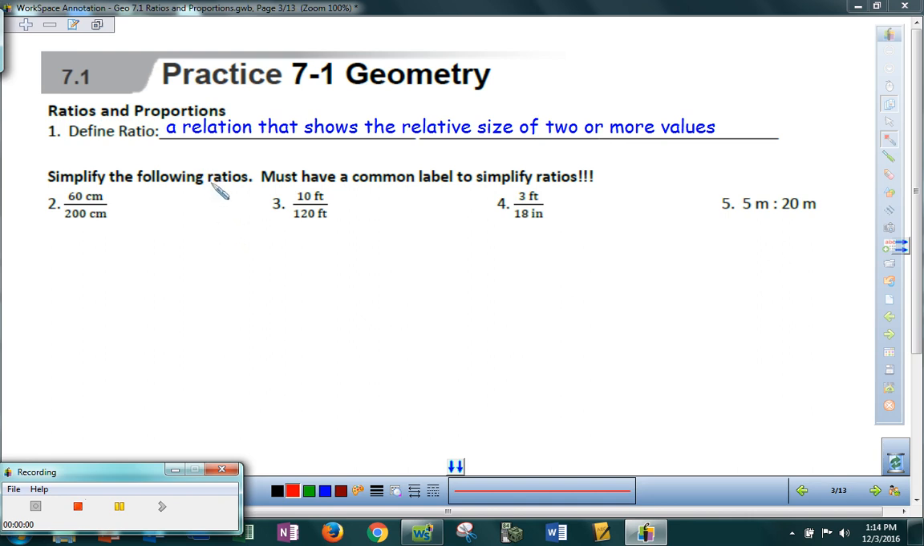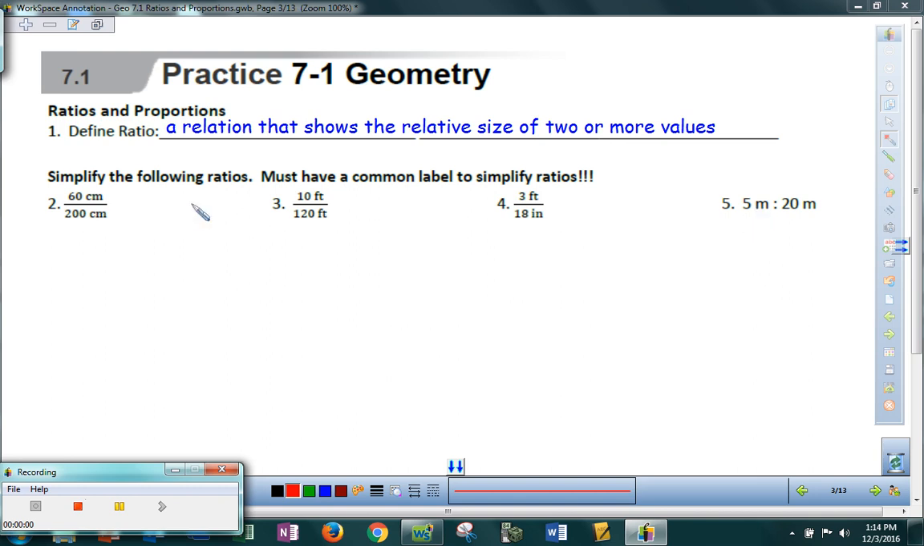So ratios, if we're looking at them, as you can see below here, can be expressed in a couple different ways. One of these ways is by a fraction, and then this next one over here to the right for number 5, they can also be separated, just two numbers with a colon in between them. Okay, all of these are just ratios.